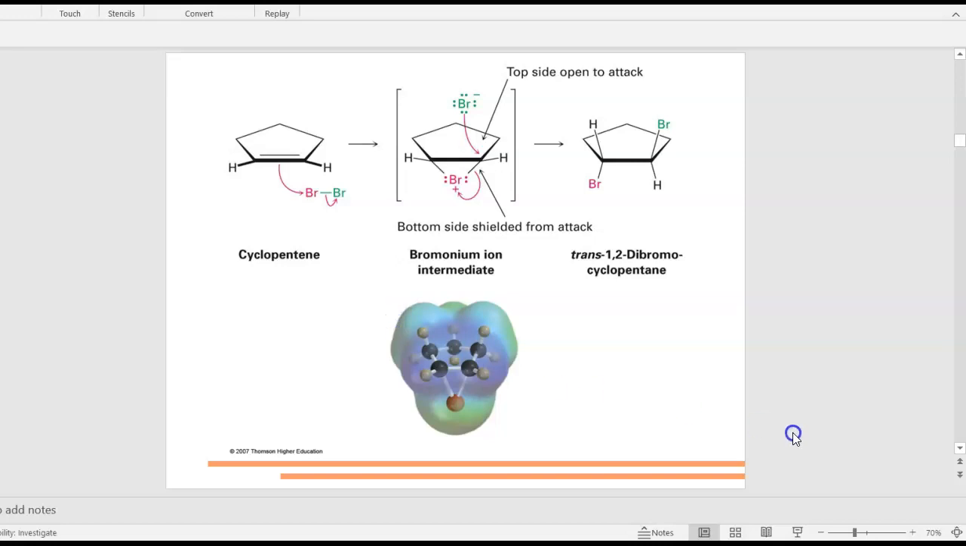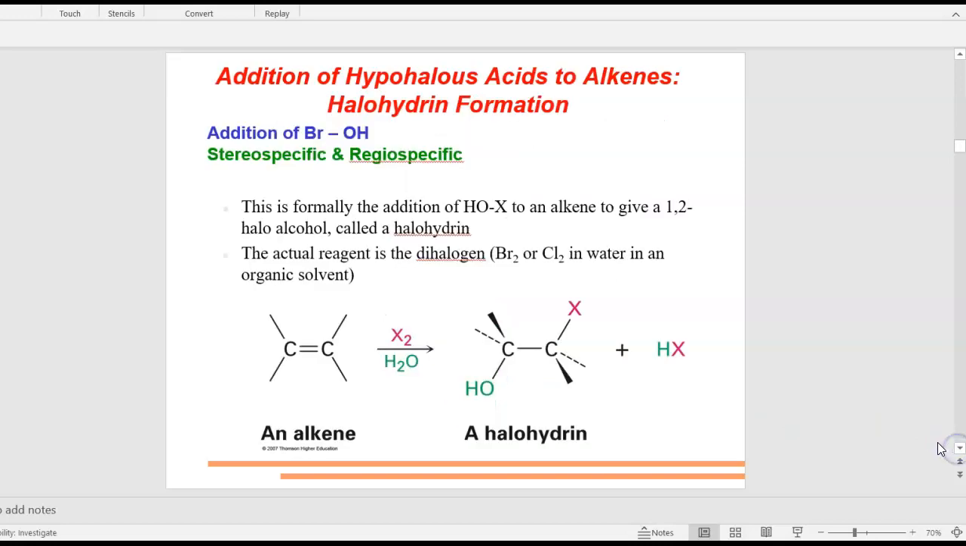Okay, all right. The next reaction we are going to look at is the addition of halogen and water simultaneously. So it's called a halohydrin formation. This product is called a halohydrin. The mechanism is similar to what we saw before, at least the first step, that the halogen forms a three-membered ring, and then the water molecule is the nucleophile and it attacks from the backside.